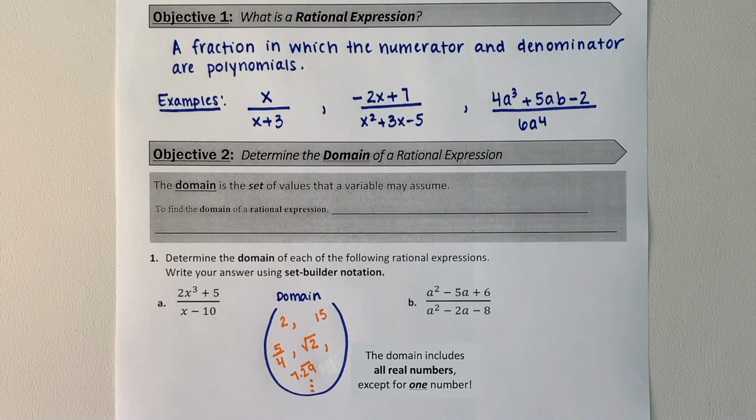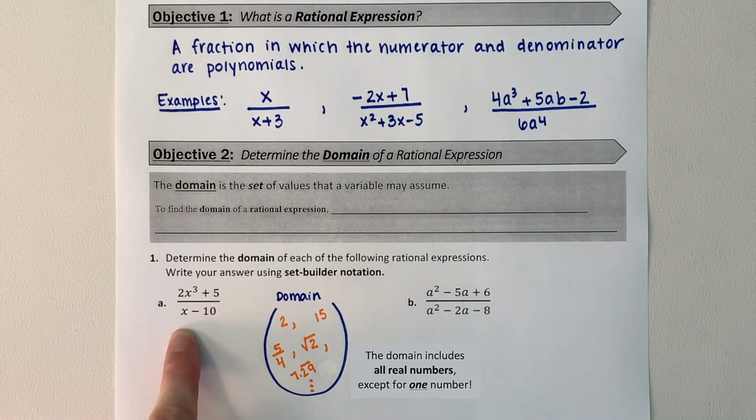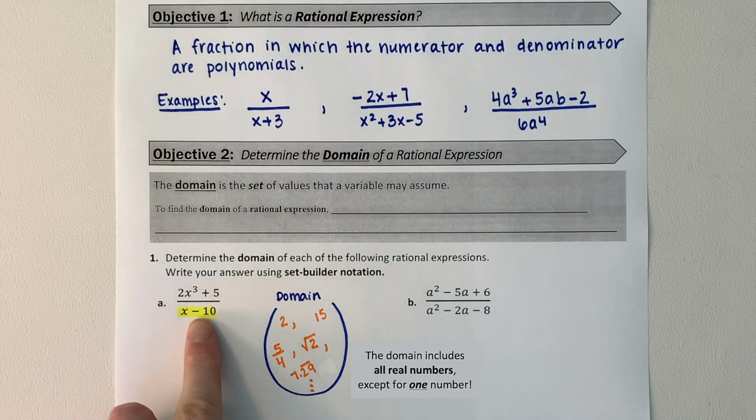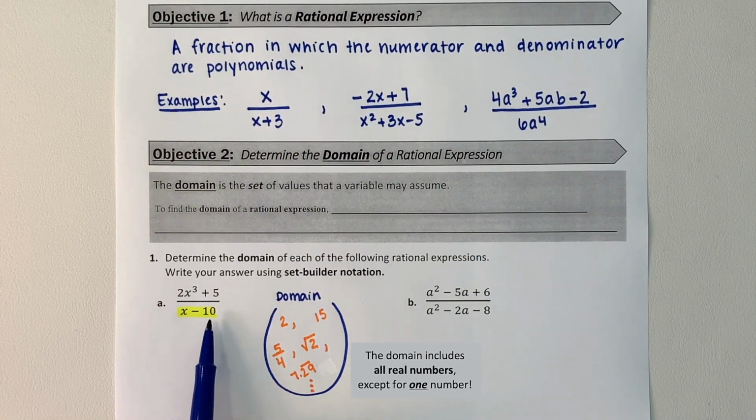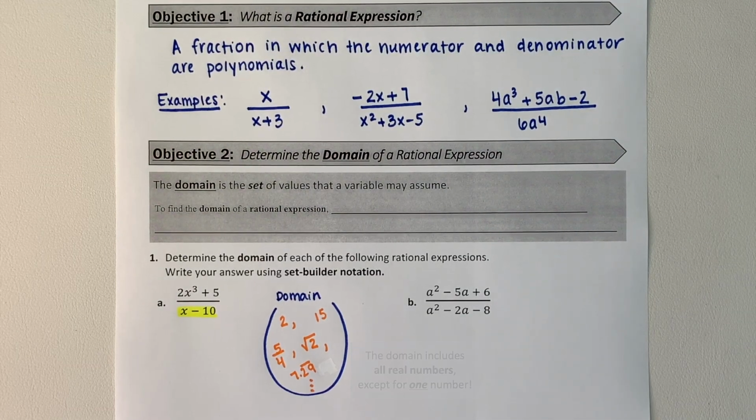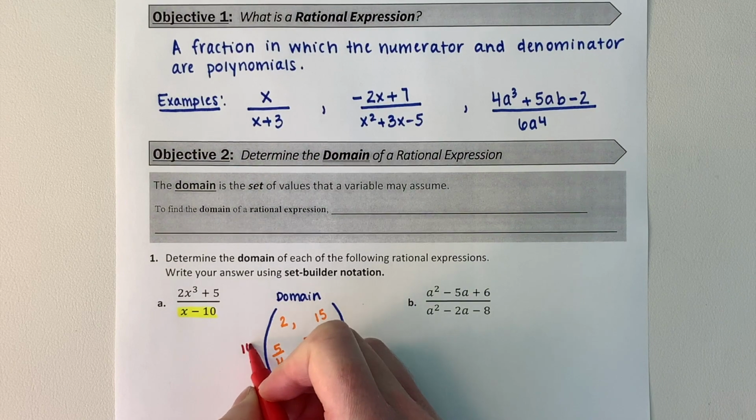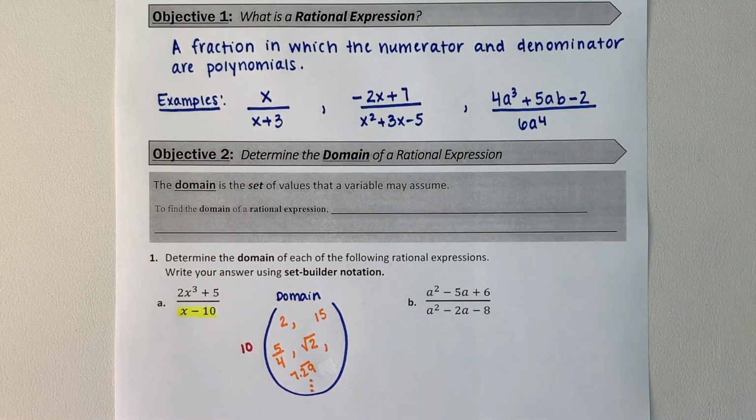What is the one number that gives us an undefined value when it is plugged in for x? That would be the value that makes the denominator equal to 0. Because in mathematics, the denominator is not allowed to equal 0. If your denominator is 0, the value of your expression is undefined. If x is 10, our denominator would equal 0. Therefore, the one value of x that's not allowed is 10. And I'm going to put 10 outside our domain because the domain includes all real numbers except for 10.